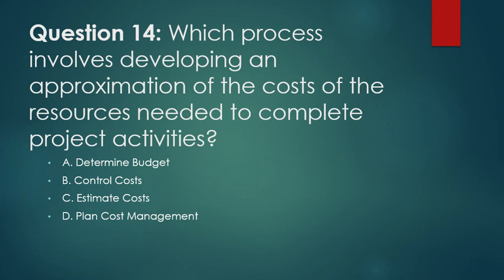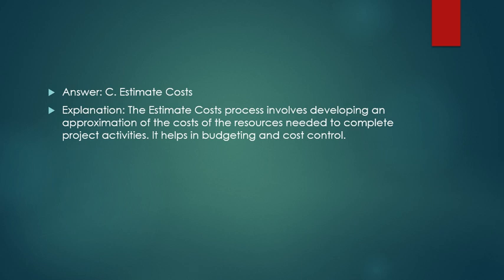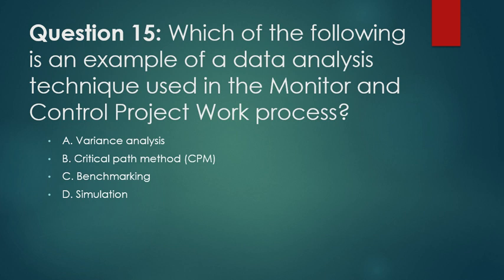Question 14. Which process involves developing an approximation of the cost of the resources needed to complete project activities? Determine budget, control costs, estimate costs, plan cost management. Answer is estimate costs. The estimate costs process involves developing an approximation of the cost of the resources needed to complete project activities. It helps in budgeting and cost control.